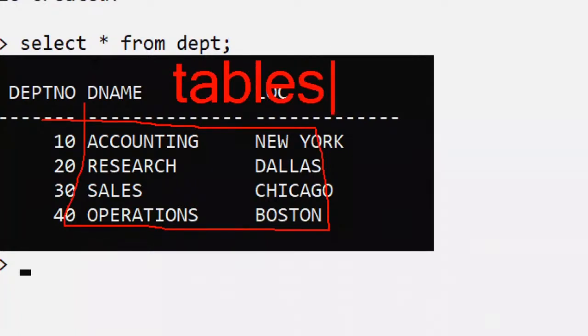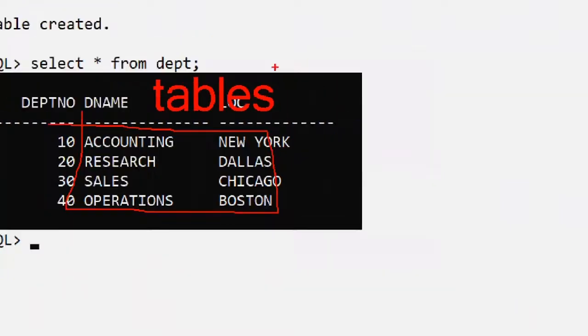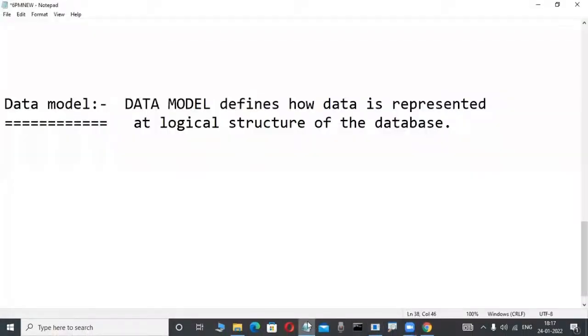Two-dimensional tables. But before 1970, this data model was not there. The hierarchical data model, the network data model, and some other data models were there. IMS and IDMS software were there in those days. So now we have different software, IDMS, IMS, these types of software.